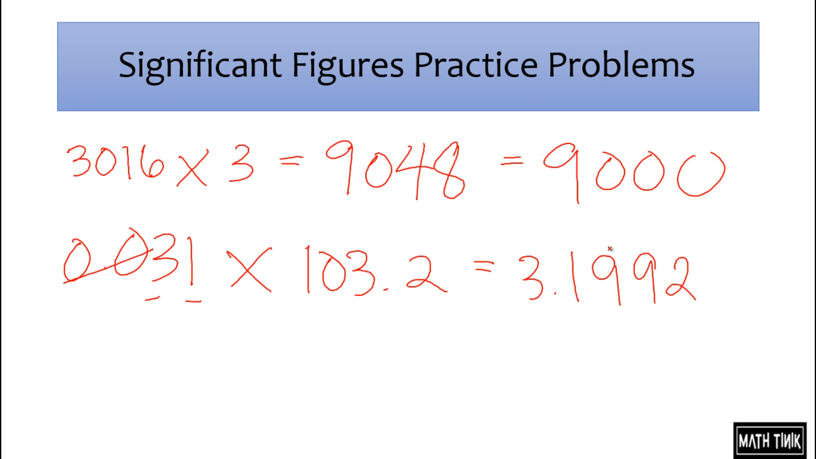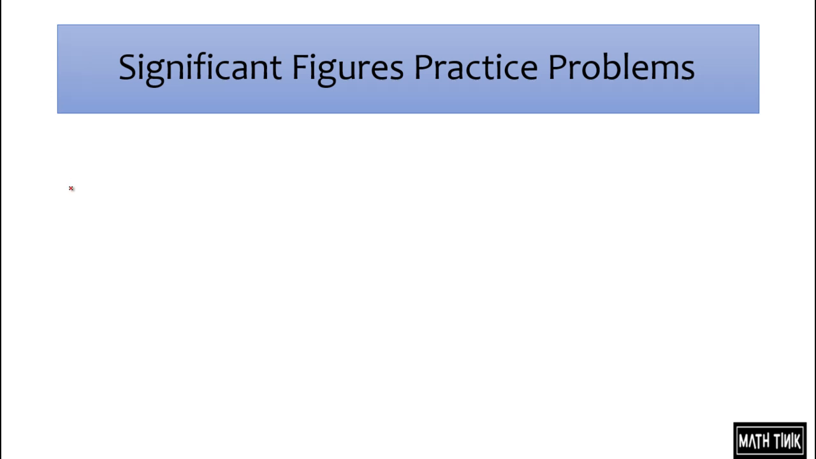If you input that to your calculator, it will give you 3.1992. This has 2 significant figures and this has 4 significant figures. So our final answer should only contain 2 significant figures. Now we have 3.1, and the number right next to 1 is 9. Therefore, we have to round up our answer to 3.2.